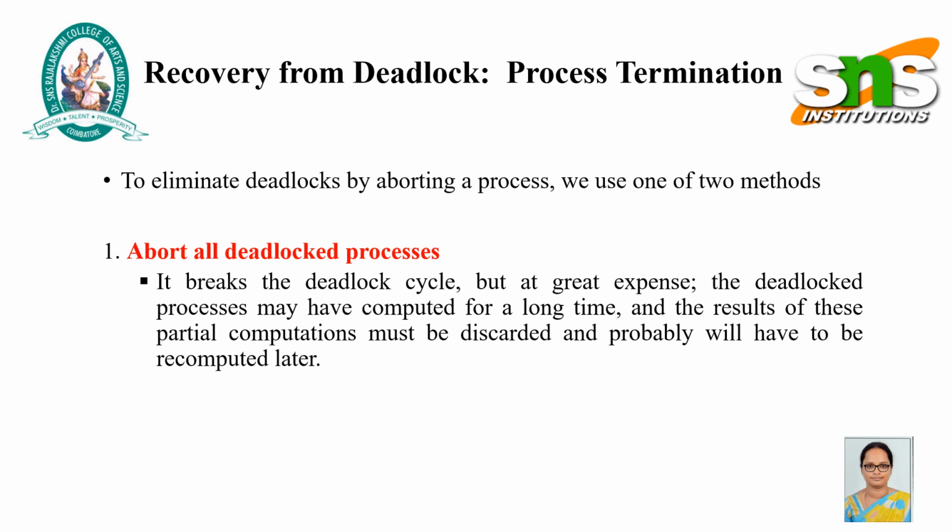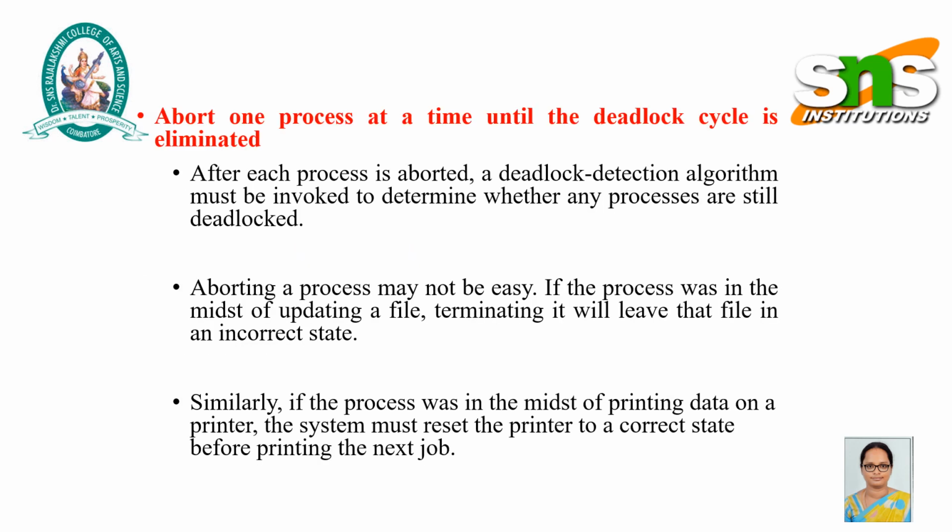Recovery from deadlock. Here we have different approaches. Process termination. To eliminate deadlocks by aborting a process, we use one of two methods. First, abort all deadlocked processes. It breaks the deadlock cycle, but at great expense. The deadlocked processes may have computed for a long time, and the results of these partial computations must be discarded and probably will have to be recomputed later.